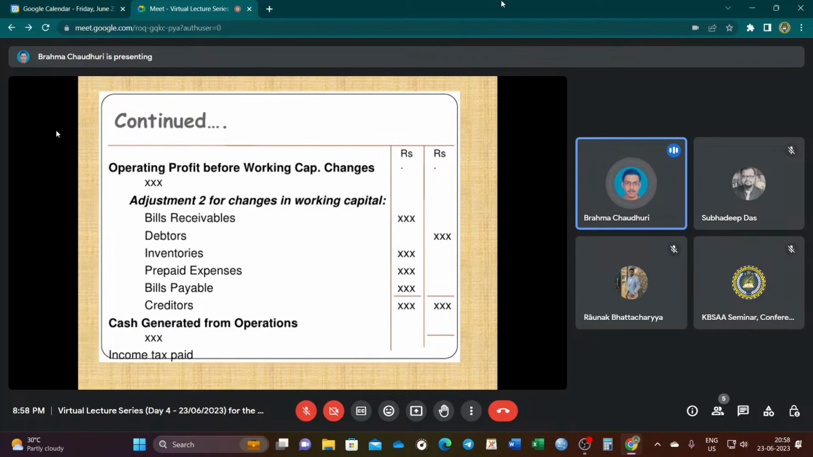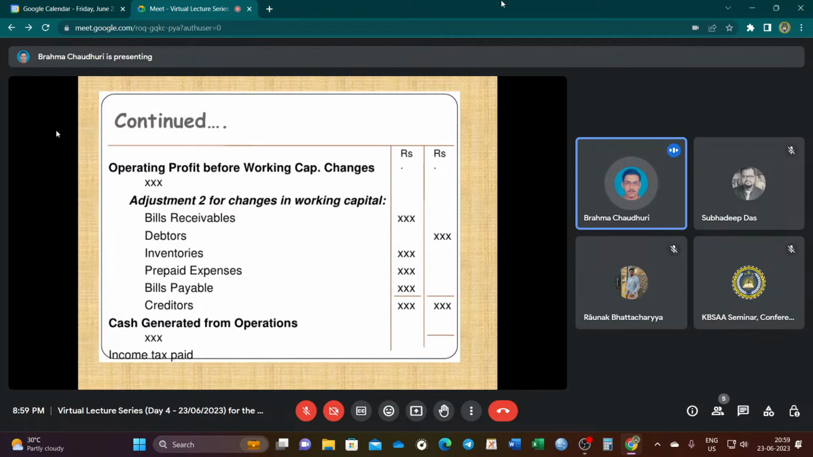After we derive this operating profit before working capital changes, we will have to make certain adjustments for working capital changes. Working capital has two aspects: current assets and current liabilities. If there is an increase or decrease in the current assets, what will be its impact on the cash flow statement? Or if there is an increase or decrease in the current liabilities, what will be its impact on the cash flow statement? That we will have to determine, and similarly make the adjustments.